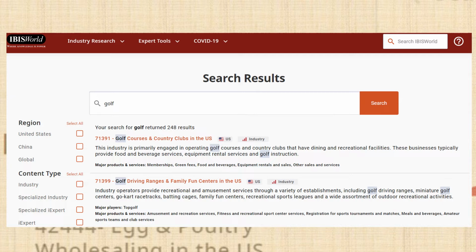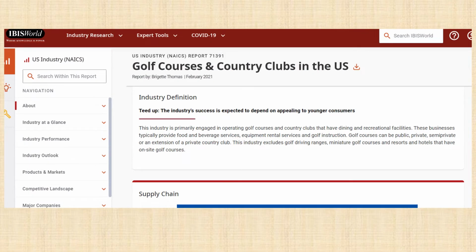At any rate, these are industry reports. These industry reports would be very expensive for a firm to purchase, but you get a chance to get access to them for research purposes at the university for free. They are typically about 50 to 60 pages long, and include lots of information. For instance, here's an example for golf courses and country clubs. It looks at the industry at a glance, industry performance, industry outlook, products and markets, competitive landscape, major companies, and then it has information about revenues and profits.